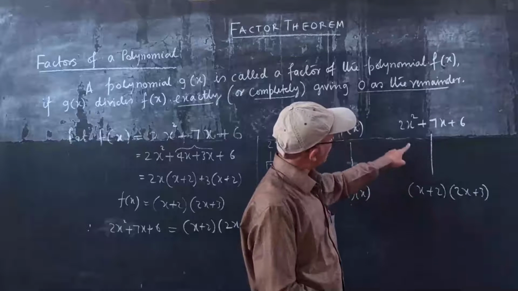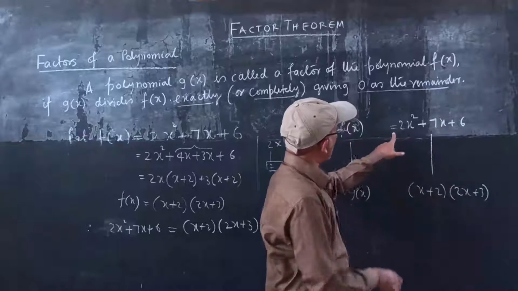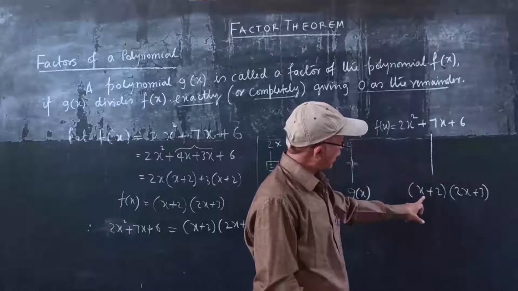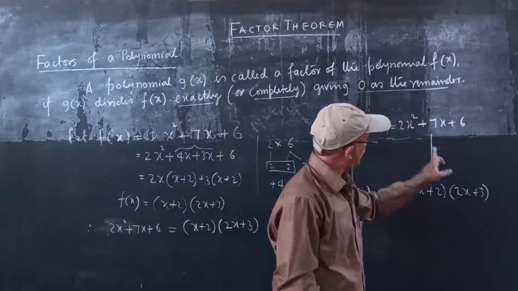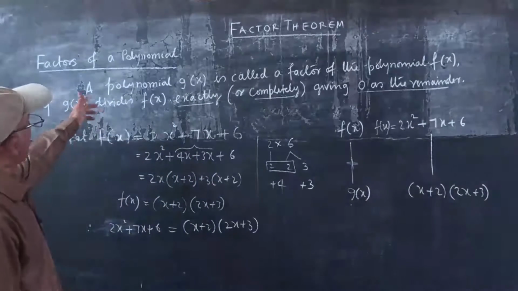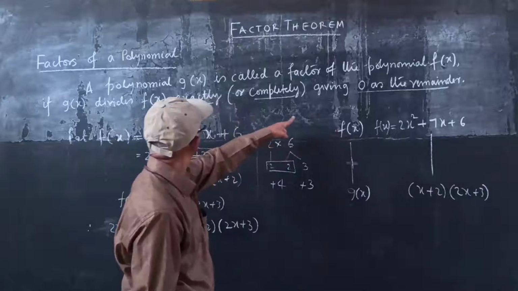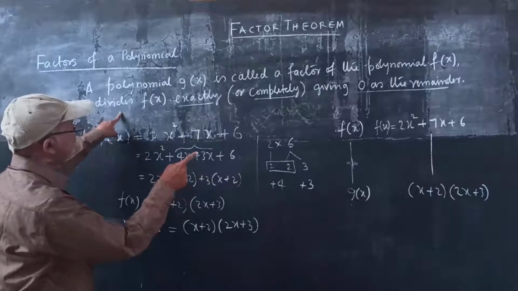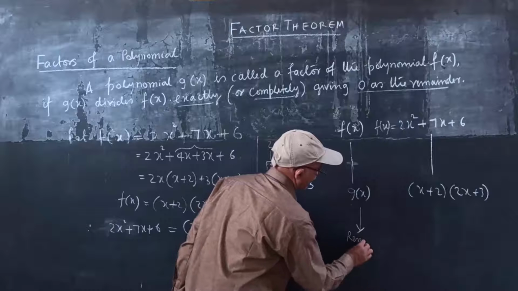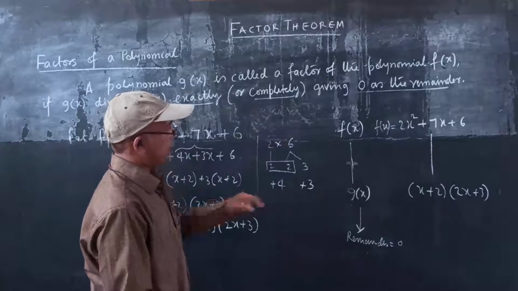We can say x plus 2 is a factor of this f(x) and 2x plus 3 is a factor of f(x). That means it will leave the remainder 0 when you divide it by x plus 2, and when you divide by 2x plus 3 it will leave the remainder 0. So this is a typical example. A polynomial g(x) is called a factor of the polynomial f(x) if g(x) divides f(x) exactly. That means on dividing, the remainder will be 0, giving 0 as the remainder.